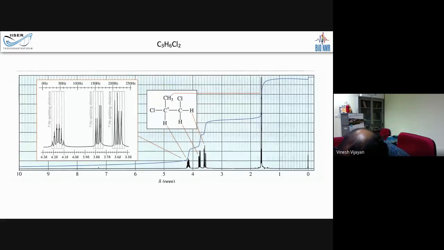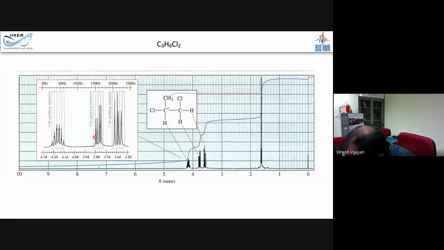You can then add up: 3 plus 2 is 5, plus 1 is 6. So n plus 1 is 6 couplings, because there is too much coupling. Otherwise, this is a doublet of a doublet with a quartet on top of it, which is quite difficult to actually see. That is why this is all doubled up out here. But you can see the doublet of a doublet is clearly visible.